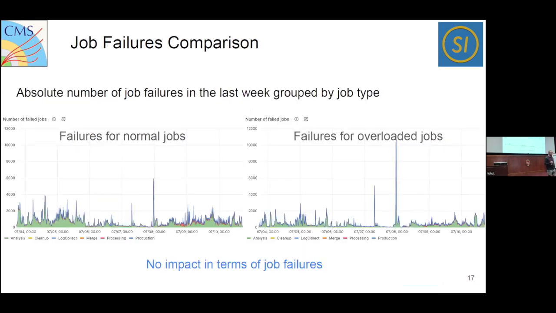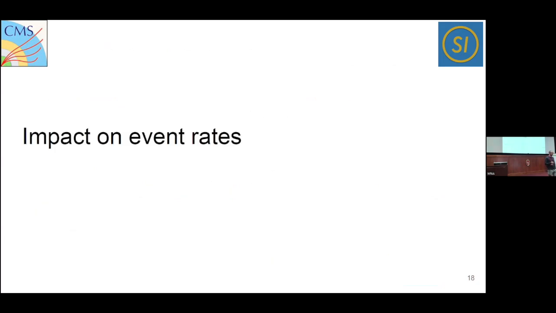We didn't observe any impact on the failures of the jobs. Where we observed an impact is on the event rate, for the reason I explained before: if we pack too many things in the same envelope, things will go slower.